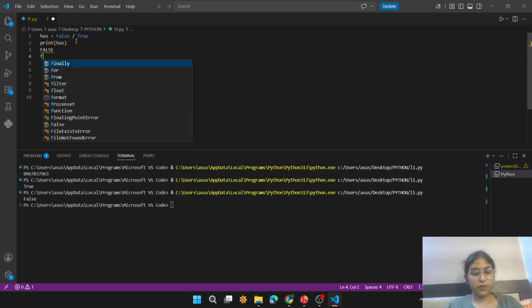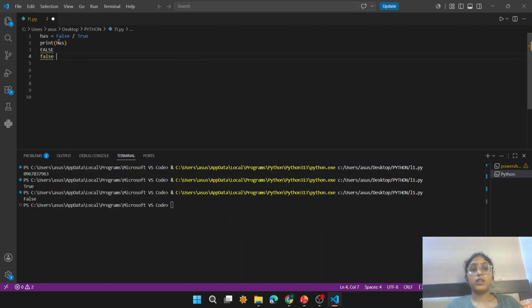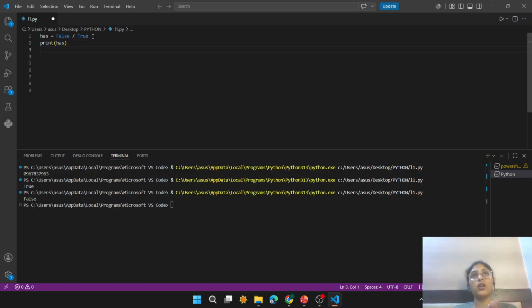You cannot write false like this too. Only the first letter has to be capital, others should be small. Similar for true, you cannot write true like this, neither like this. Remember that it's a keyword, it has to be written as it is, how it has been given, otherwise this will throw an error.